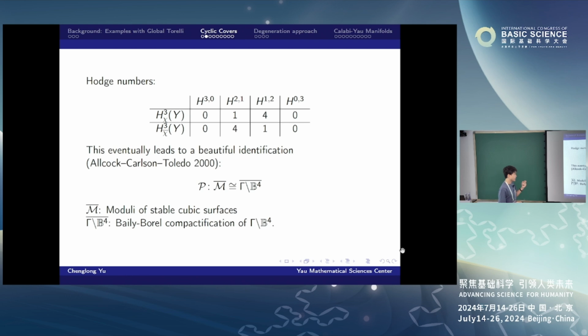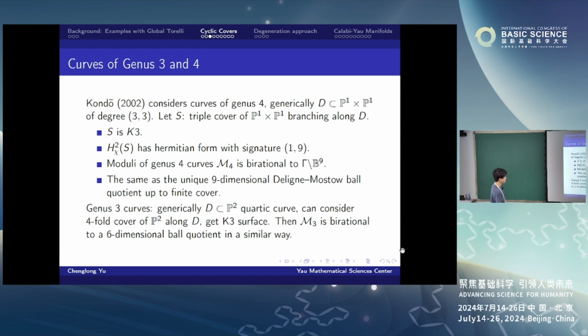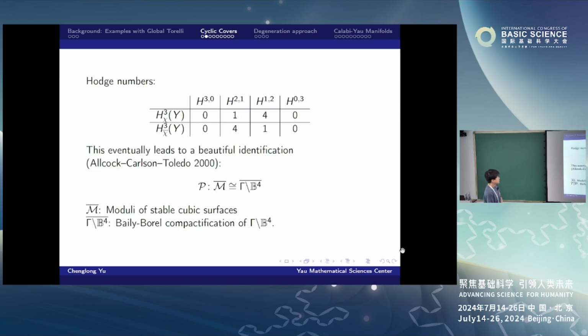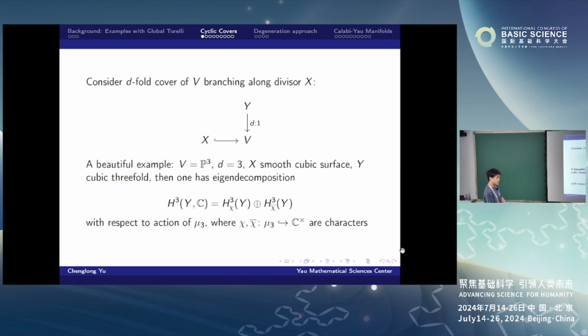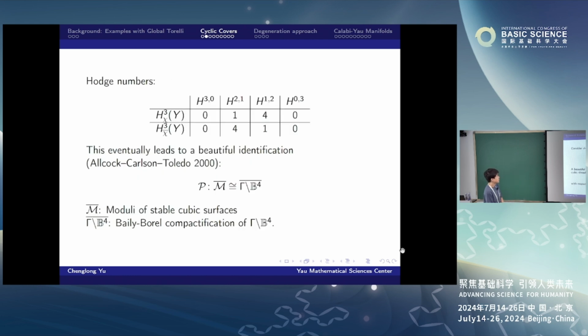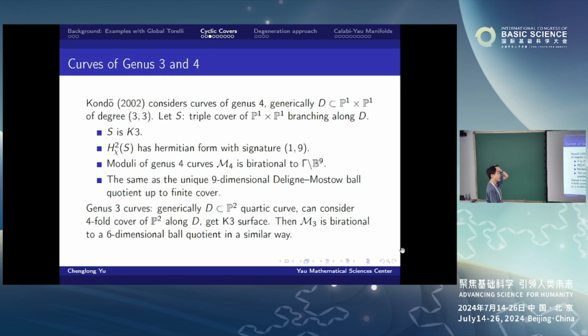And those things will correspond to the boundary points on the ball quotient on the right-hand side. So you add two different types of cubic surfaces. All right, so in the previous case, it's a cyclic cover over P3. So we can also study cyclic covers, for example, for P1 cross P1. So this is Kondo's example.